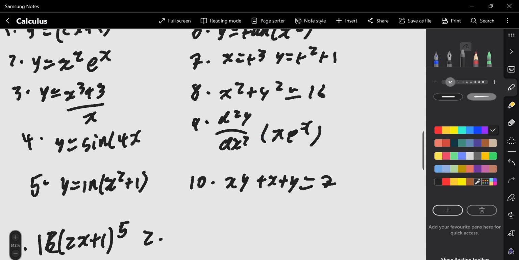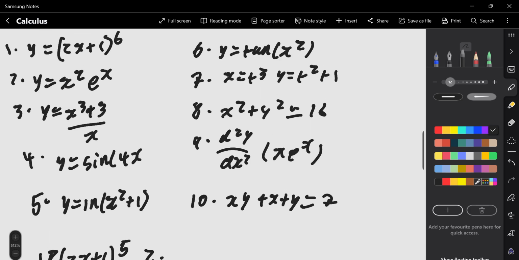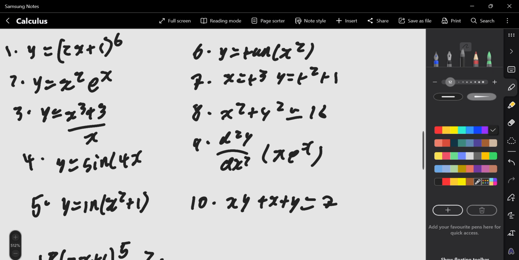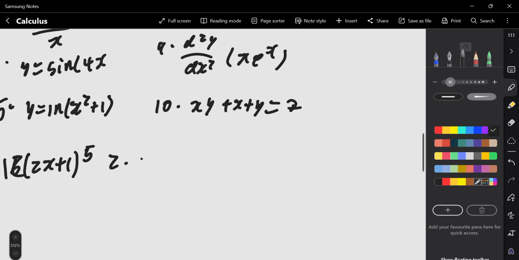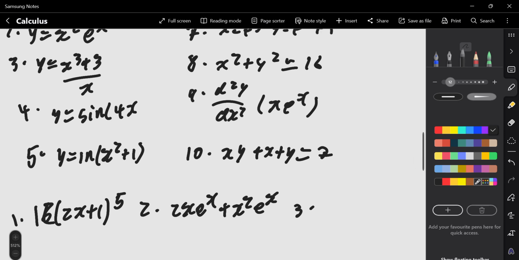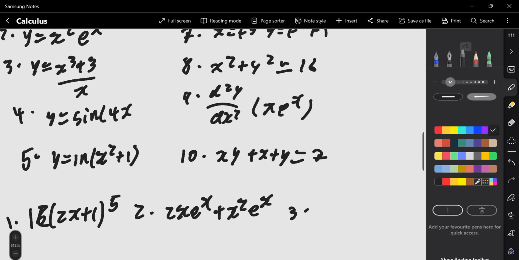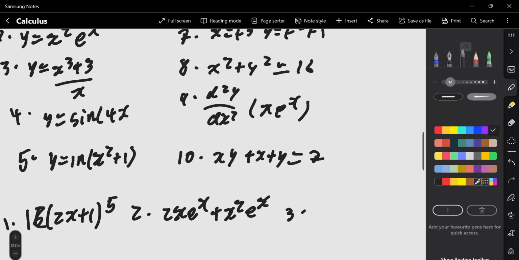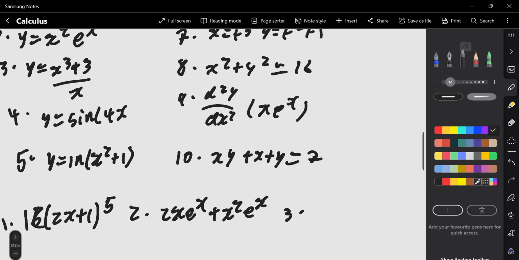Do I have an answer sheet for this? No, of course I don't. Oh, let me do it in my head. 2x e to the x plus x squared e to the x. Number 3, quotient rule. uv prime, x cubed plus 3, times minus v u prime, x lots of 3x squared. It's going to be 3x cubed. So you're going to get 4x cubed plus 3 over x squared.